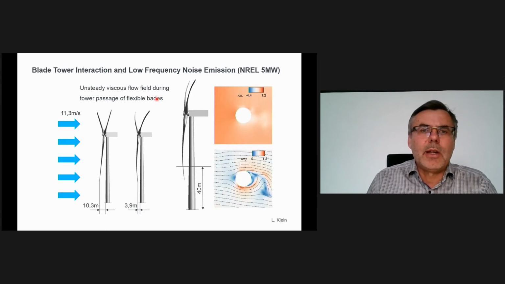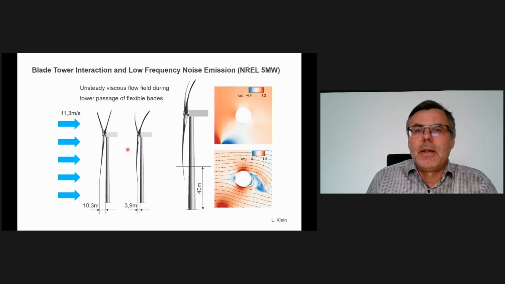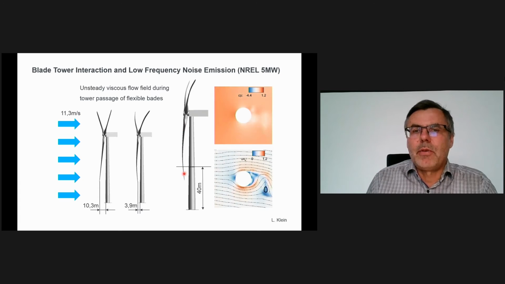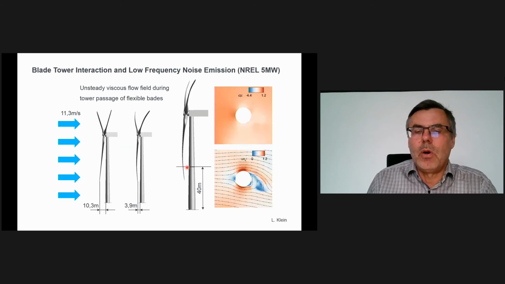The second example that I would like to show is on low frequency noise emission. On this slide, I depicted the main source, the origin of this low frequency noise, on the example of the NREL flexible turbine. You can see for the rated condition shown here, we have a strong bending, and the blade to tower clearance is quite small.